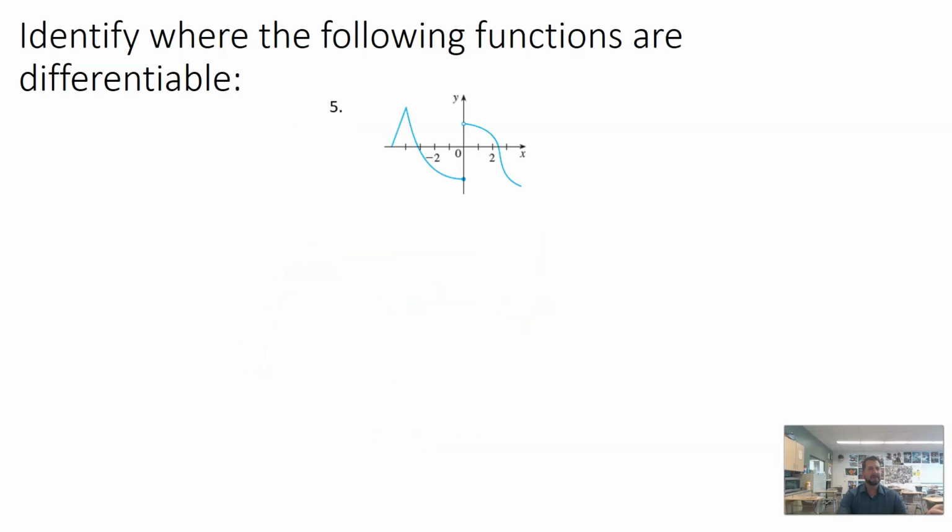This next one's easier because we already have a graph. So I would say that this function is differentiable everywhere, but, again, I'm looking for either a corner, a cusp, or any sort of discontinuity. So in this case, I would say everywhere but x equals negative 3, and then at x equals 0 as well. At negative 3, we've got that corner there. That's probably a cusp, actually.